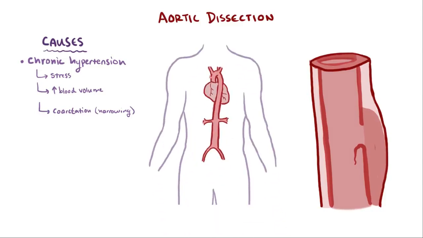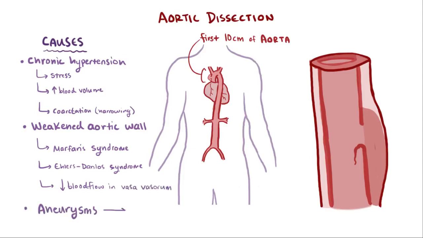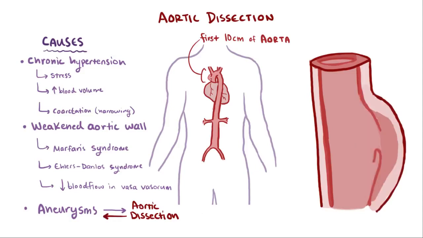Aortic dissections most often happen in the first 10 centimeters of the aorta, closest to the heart. In order for an aortic dissection to occur, an underlying condition usually has to exist that weakens the aorta's wall. Connective tissue disorders like Marfan's and Ehlers-Danlos syndrome can also cause a dissection, as well as a decreased blood flow to the vasa vasorum. Aneurysms can be a cause of aortic dissection as well, and incidentally, dissection can also cause aneurysms because, again, the dissection weakens the blood vessel wall.